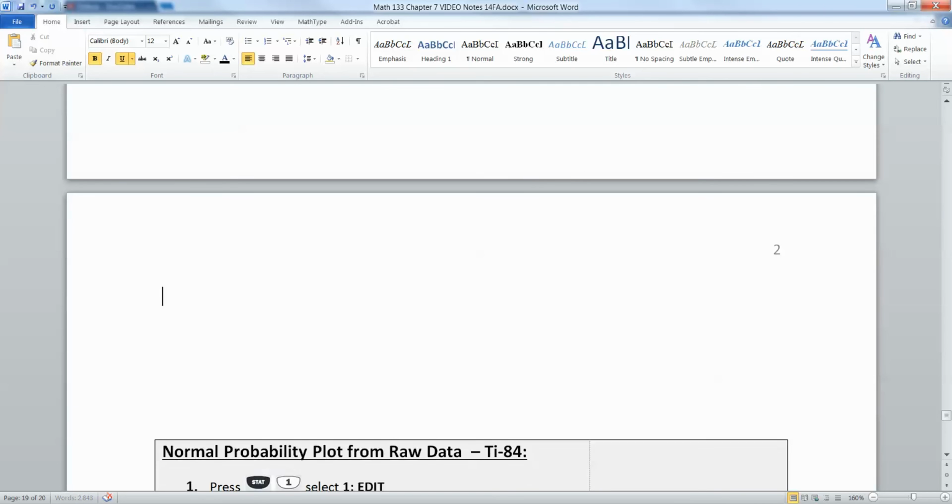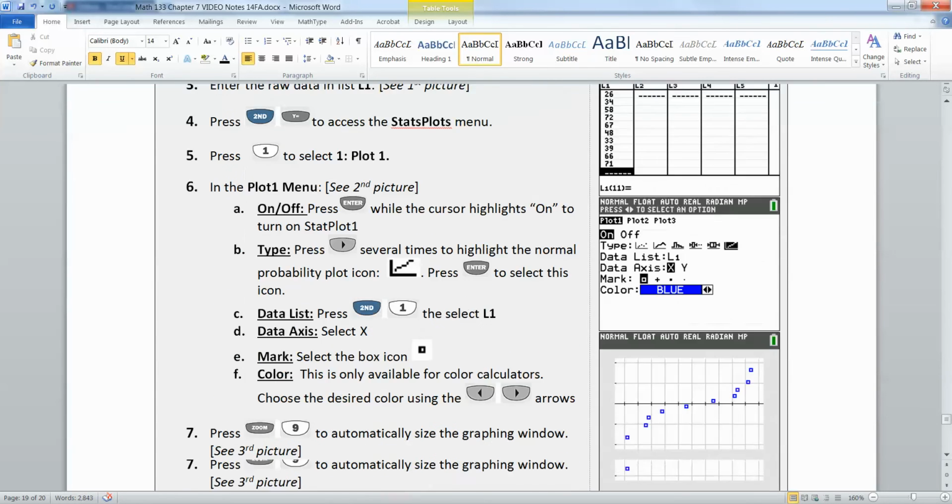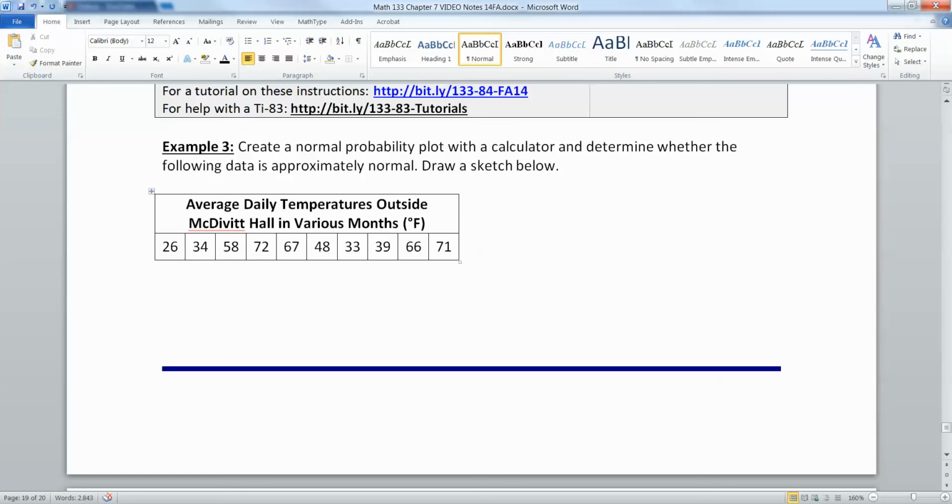For the most part, they're going to be given to you. However, you might have to draw one yourself. So let me show you how to do that with your calculator. So we have here a data set. These are the average daily temperatures outside McDivitt Hall, which is where my office is, in various months.